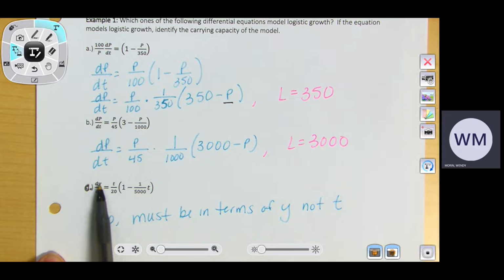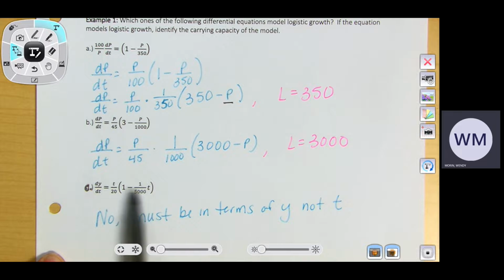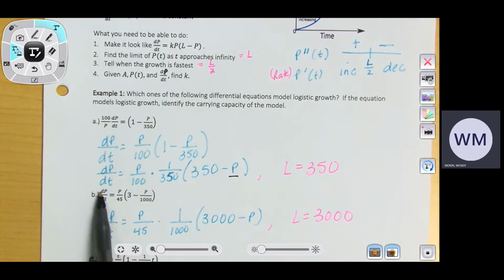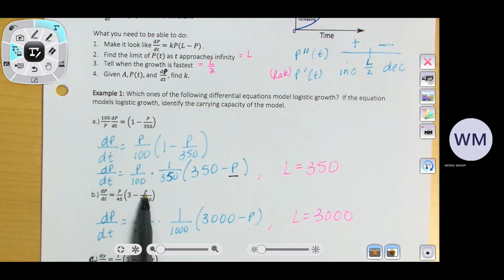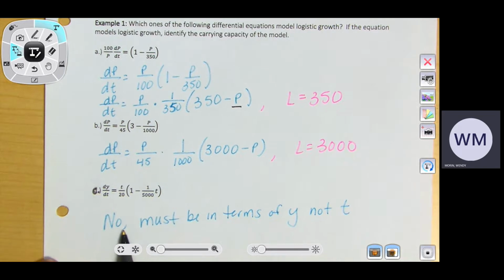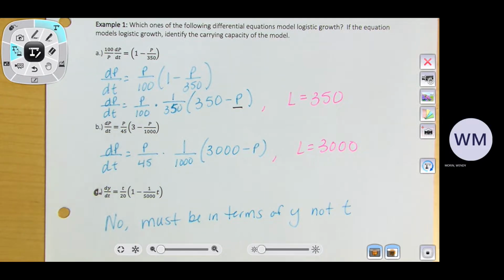If we were going to have dy dt, then this has to be in terms of y. Just like up here, we have dp dt, and this is in terms of p. So this is not a logistic growth equation. Kind of a trick question. This is the derivative of y with respect to time. Not a logistic growth equation.